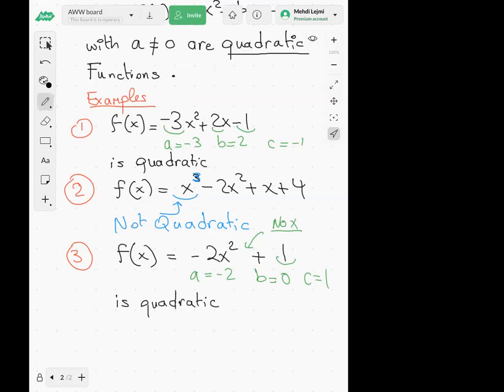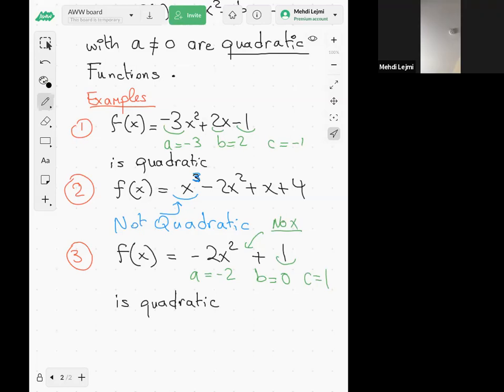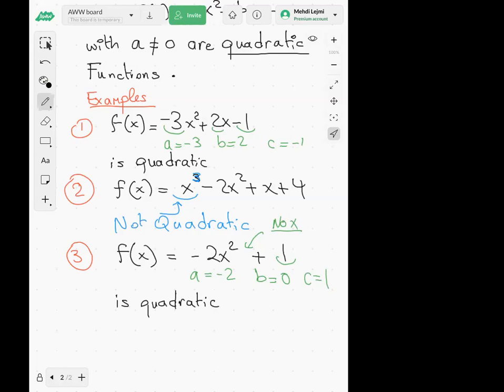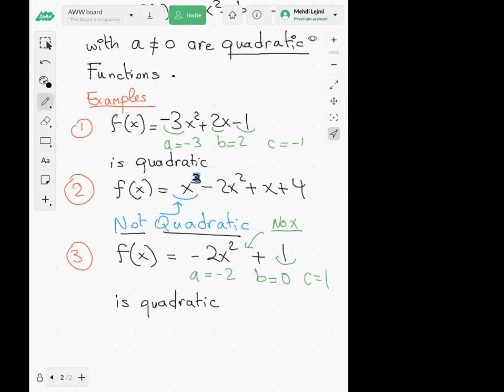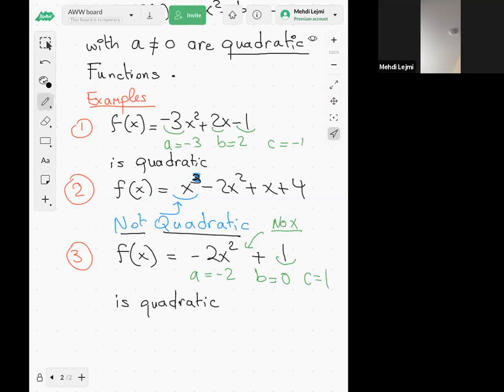Professor, I got a question. Yes, sure. So number 2 is not a function because it has 4 terms. No, I'm not saying it's not a function. I'm saying it's not a quadratic function, because of the cube. So if the highest power of x is not 2, then it's not quadratic, right? If you have power 3, power 4, etc., then it's not a quadratic function.